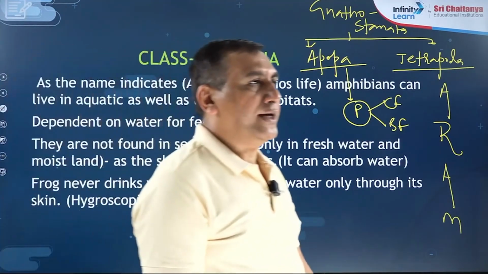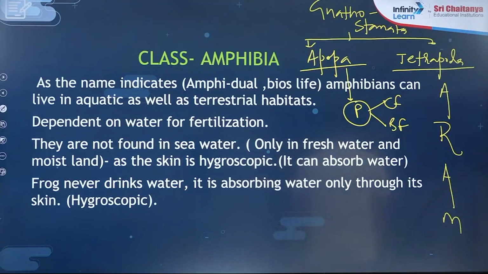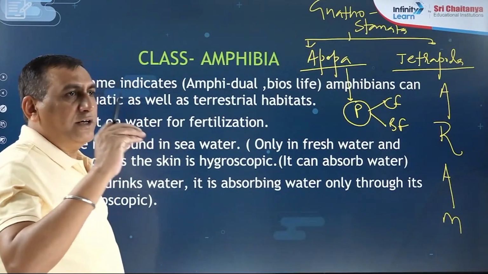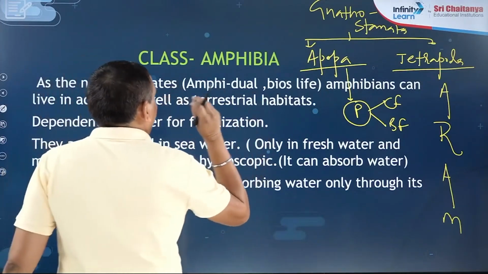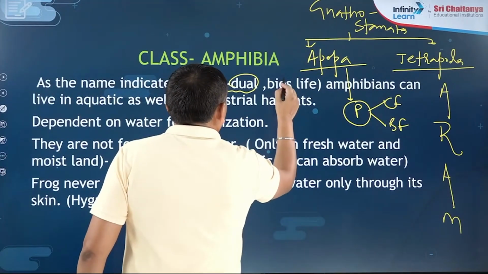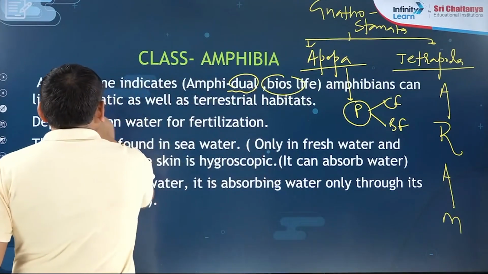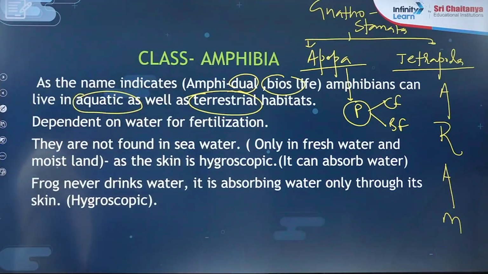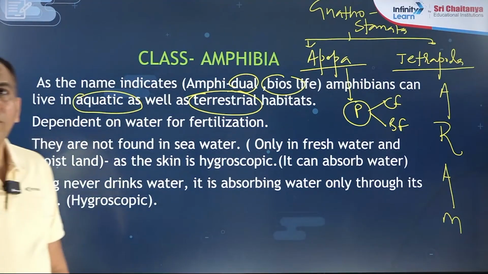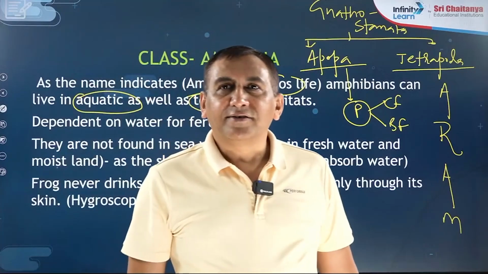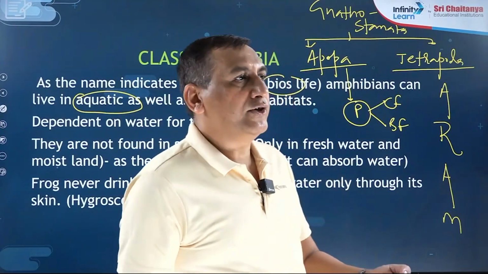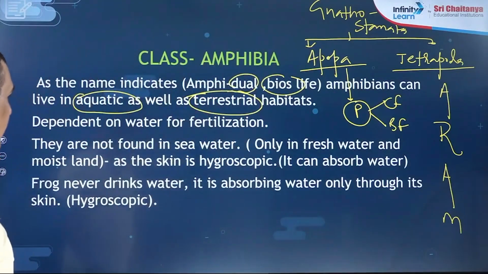Amphibia, amphi means dwell. Yes, Manu, you are correct. Amphi means dwell. Dwell means they are able to survive in two places: one is water and the second is land. They are capable of surviving in water as well as on land. That is why they are known as amphibia. Like when you are walking on the side of a river, suddenly one animal jumps into the water. That is the amphibia, because they are able to survive in two places, water and land.